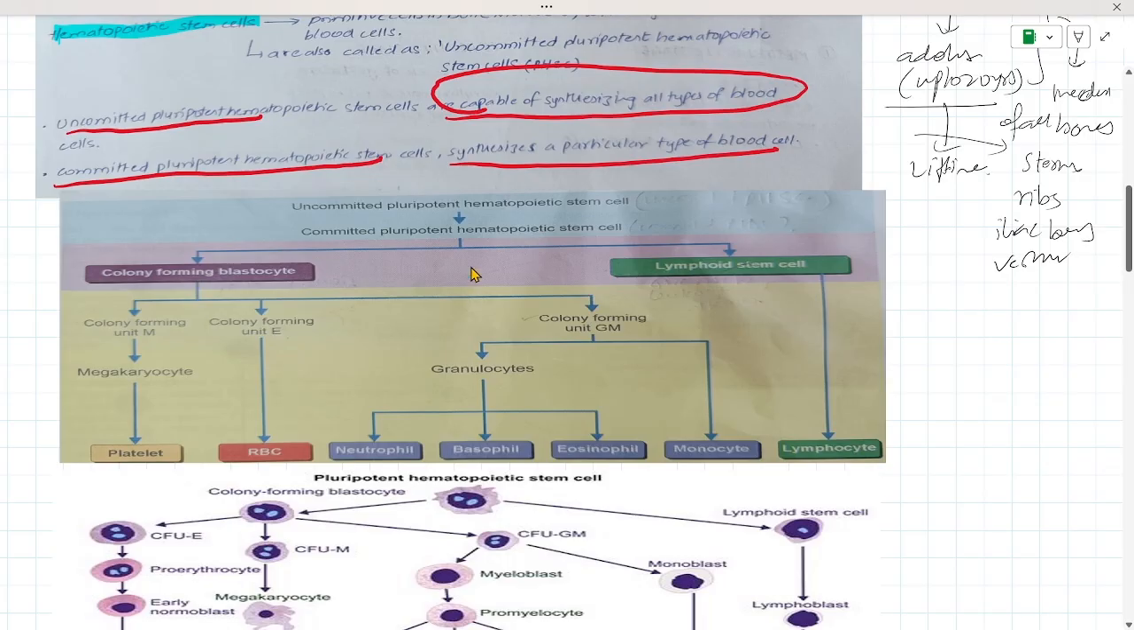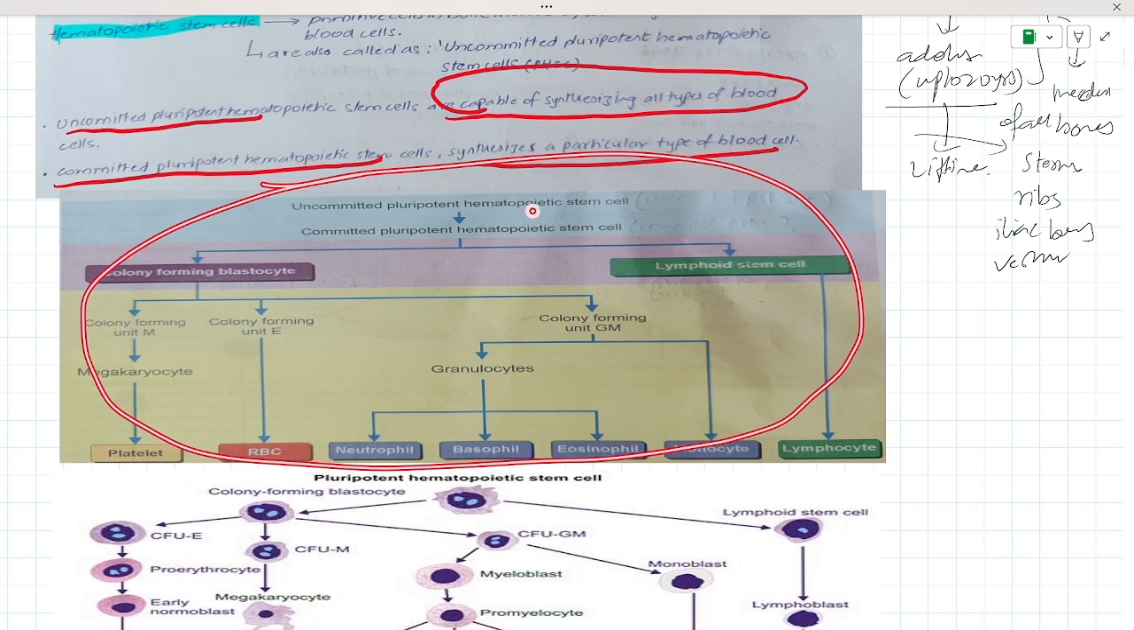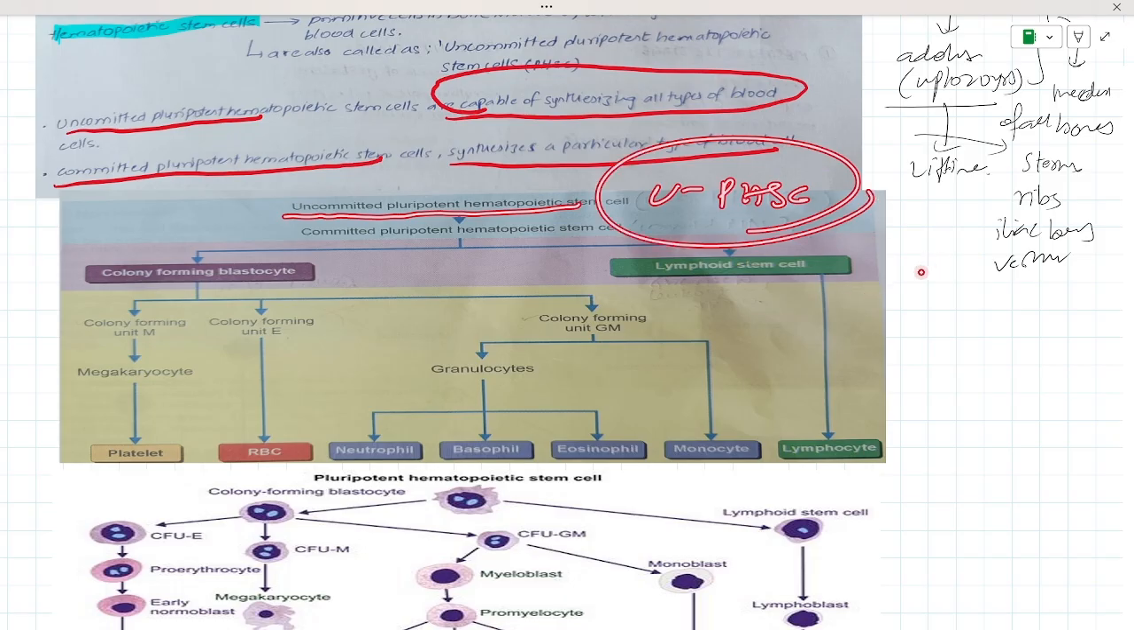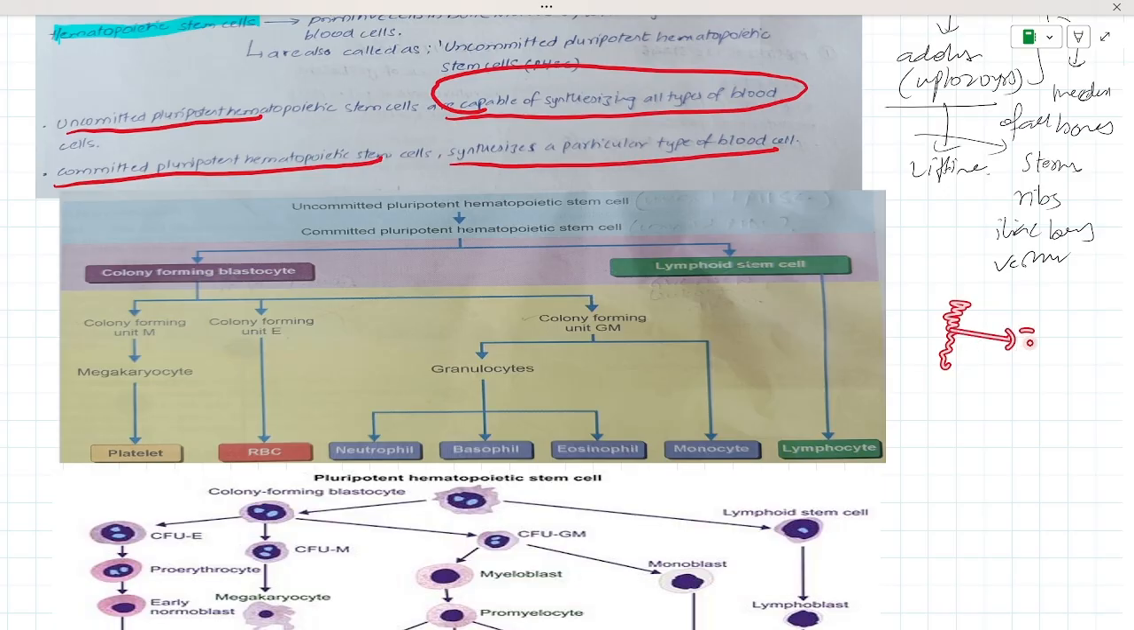Now we'll have a brief overview of erythropoiesis in this flowchart. I want you guys to remember this flowchart. We have discussed uncommitted pluripotent hematopoietic stem cells, or UPHSC. In the bone we have bone marrow. In the bone marrow, we have stem cells. Which stem cells? Hematopoietic stem cells. The hematopoietic stem cells are initially uncommitted. Later they are converted into committed pluripotent.